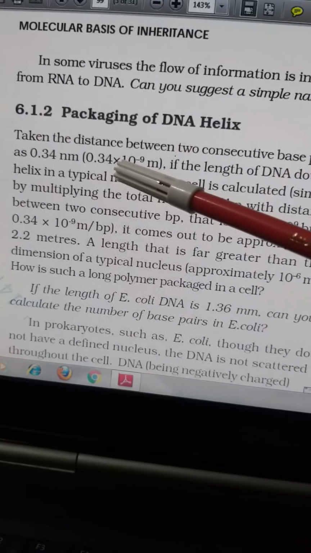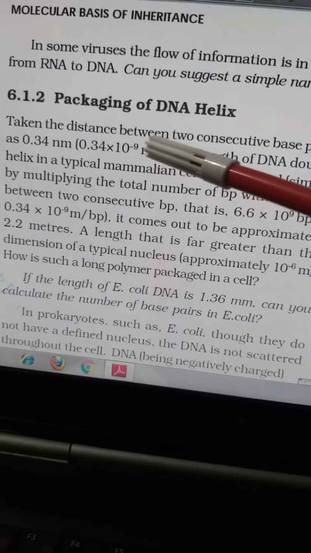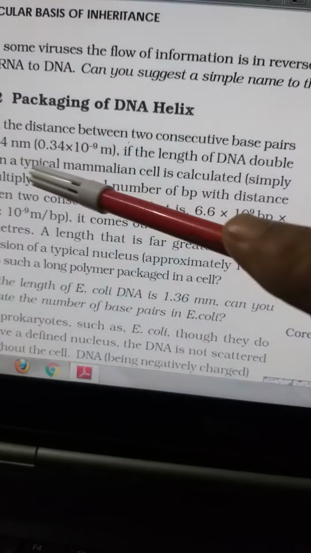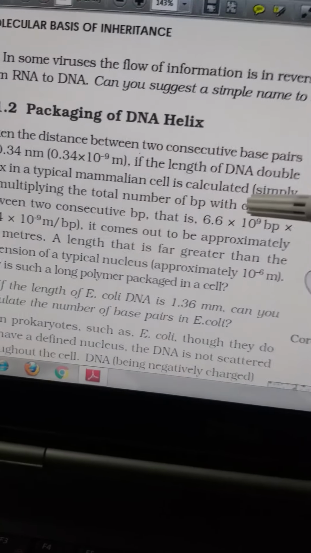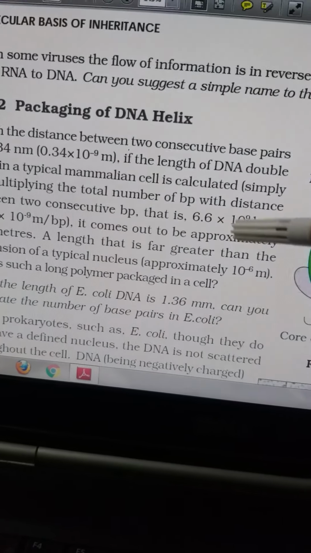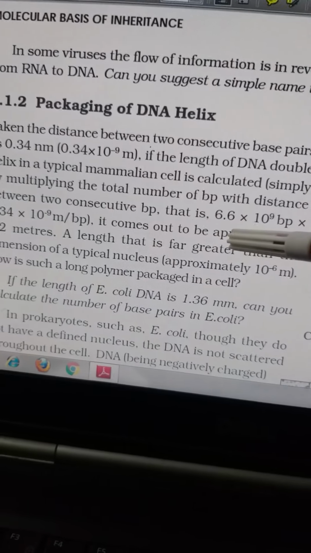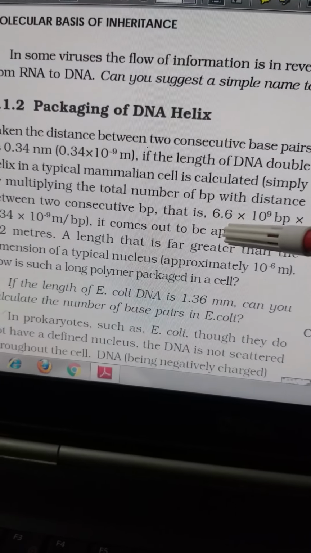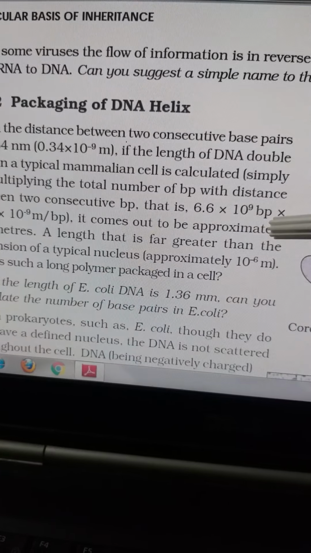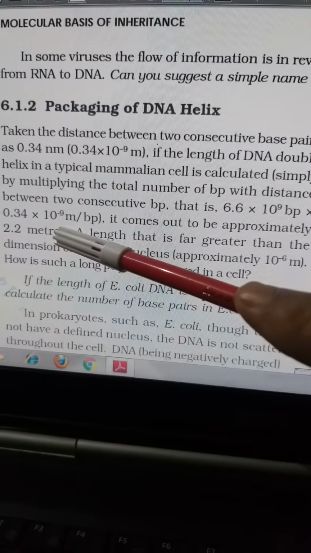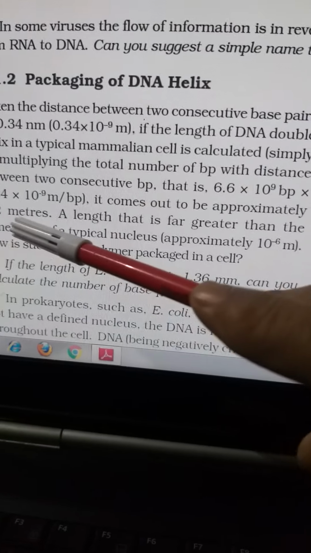So what is 0.34 nanometer? 0.34 × 10^-9 meters is the length of the DNA double helix per base pair. The length of DNA in a typical mammalian cell is calculated simply by the number of base pairs. For example, it is assumed that the number of base pairs is 6.6 × 10^9 base pairs, multiplied by the distance, that means 0.34 × 10^-9. So you have 2.2 meters.